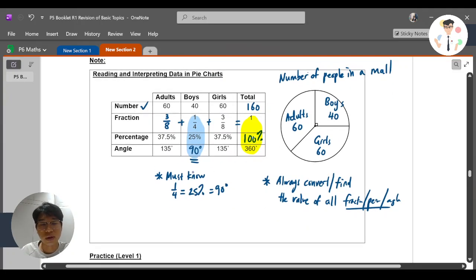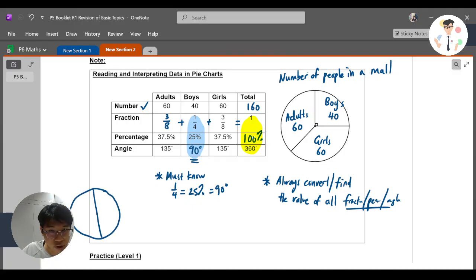Before I move on, I just want to remind you. Example, this is a pie chart, right? If I have a straight line like this that passes through the center, for sure you know this is half. So it's easy for you to look at it. Now, if I have another straight line, like this is a straight line, this is a straight line, I know that the angle here and here will be the same. The angle here and here will be the same. That basically means that the value here and here will be the same.